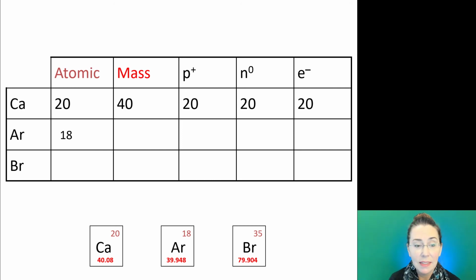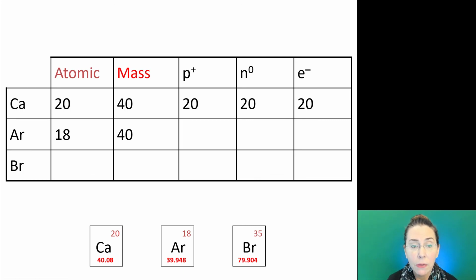Argon. Argon's atomic number is 18. Its mass number is also 40. If you look at calcium, its average atomic mass, or atomic mass, is 40.08, and argon's is 39.948. Both of those round to 40. I want you to notice that even though both of these mass numbers are 40, they're for different elements. This is one of the reasons why mass number is not a good indicator of element identity.